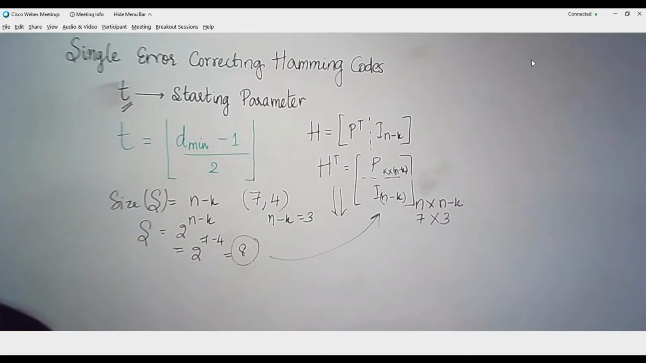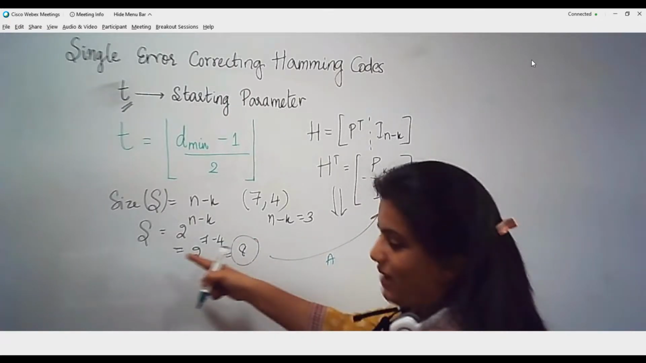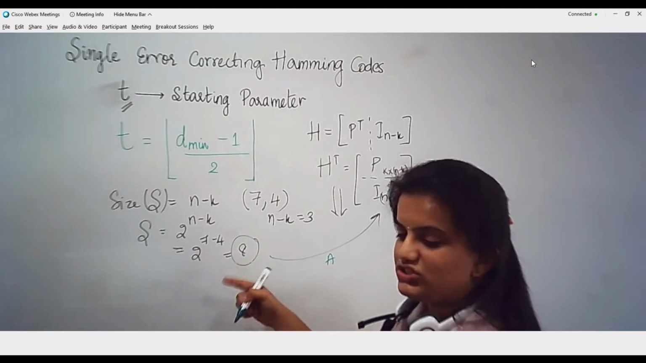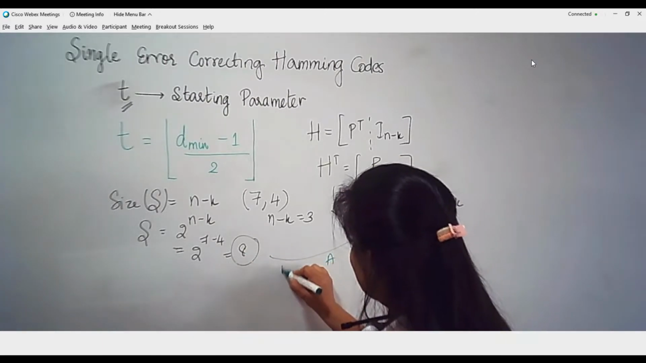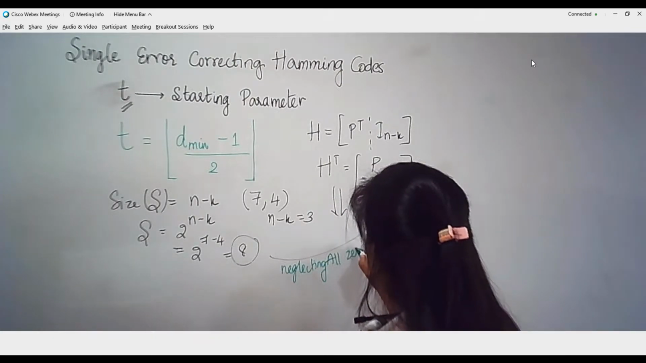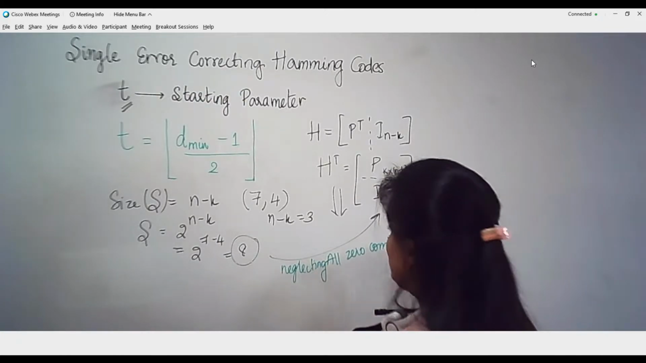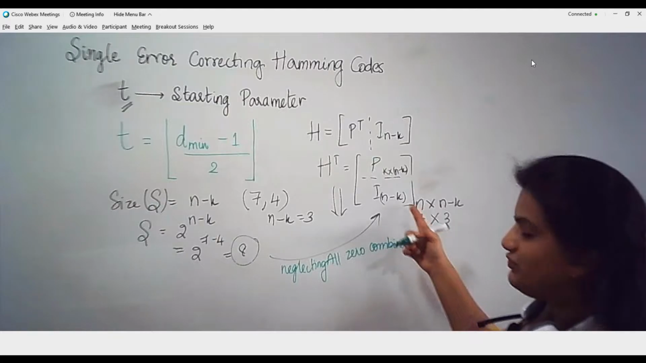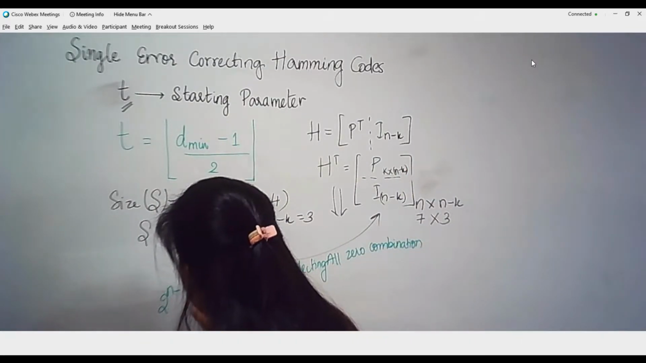Please think and tell me. All zero combination. Exactly. While we do this mapping of the different combinations of the syndrome vector and place them in the parity check matrix, we are neglecting, please remember, the all zero combination. So therefore it is quite obvious only 7 of them can fit within this. So the possible syndrome combinations are 2 raised to n minus k minus 1.